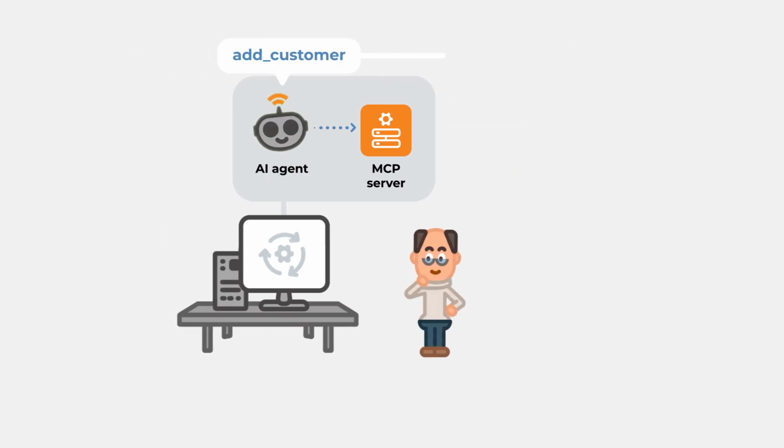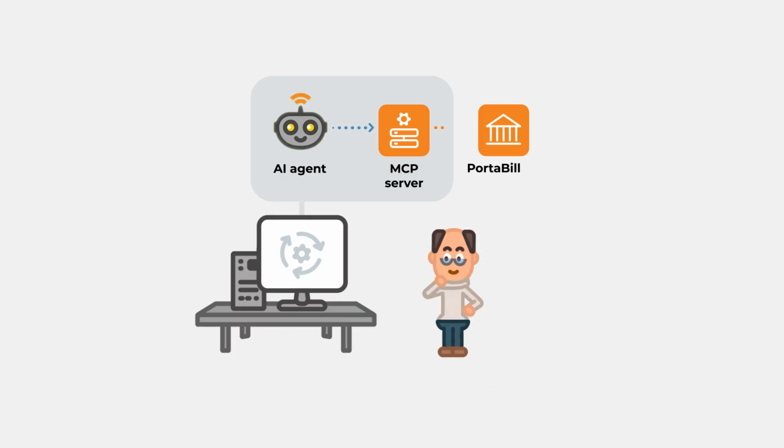The MCP server looked at its tool definitions, found the appropriate PortaBilling API endpoint, in this case the customer creation method, formatted the request correctly, and sent it to PortaBilling. PortaBilling created the customer and returned the response with the customer ID. The MCP server passed it back to the AI agent, and the AI agent told me the customer was created successfully.